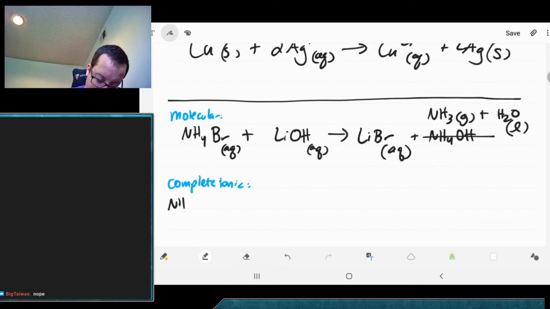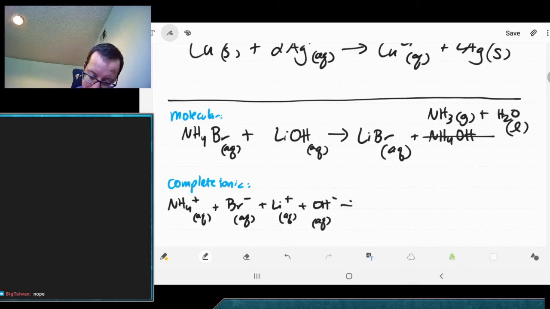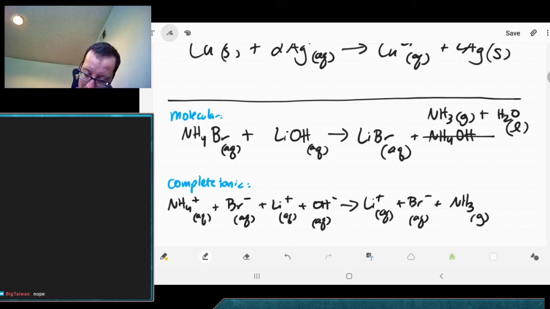We're going to have the ammonium ion, the bromide ion, a lithium ion, and a hydroxide ion. Lithium ion, bromide ion, plus ammonia gas, plus water liquid. Remember, only aqueous things get broken up. We leave solids, liquids, gases alone. So those don't change in a complete ionic equation.